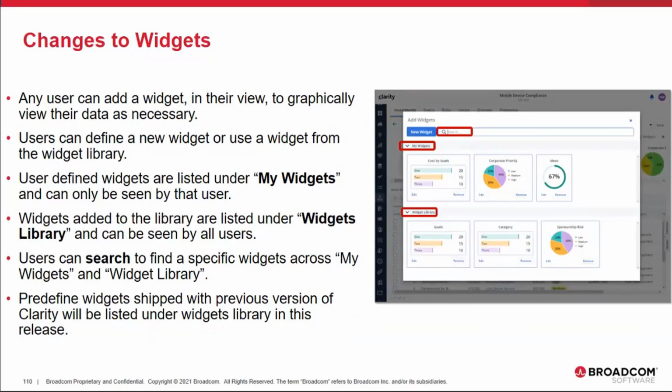User-defined widgets are then listed under My Widgets within the widget section, whereas any administrator-defined widgets shared with all the users are listed under the Widgets library. When trying to add a widget, the end user has the option to search for widgets, which will then search between My Widgets and the widget library. The predefined widgets that were shipped in the previous release of Clarity will now be listed under the widgets library.